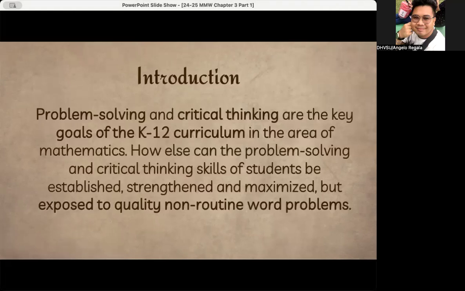For the introduction, problem solving and critical thinking skills are the key components or goals of the K to 12 curriculum when we talk about mathematics. How can we achieve problem solving and critical thinking? By giving you enough information, strengthening your skills, and maximizing them by exposing you to different non-routine word problems.